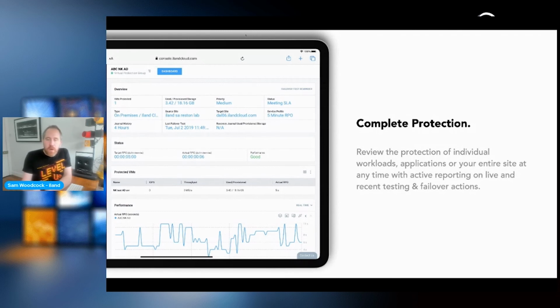But at all times, you have visibility into the protection status. You can see that data is being successfully replicated, what the recovery point objective is, whether it's meeting its SLAs. All of this information is monitored and available to you through the console as well.